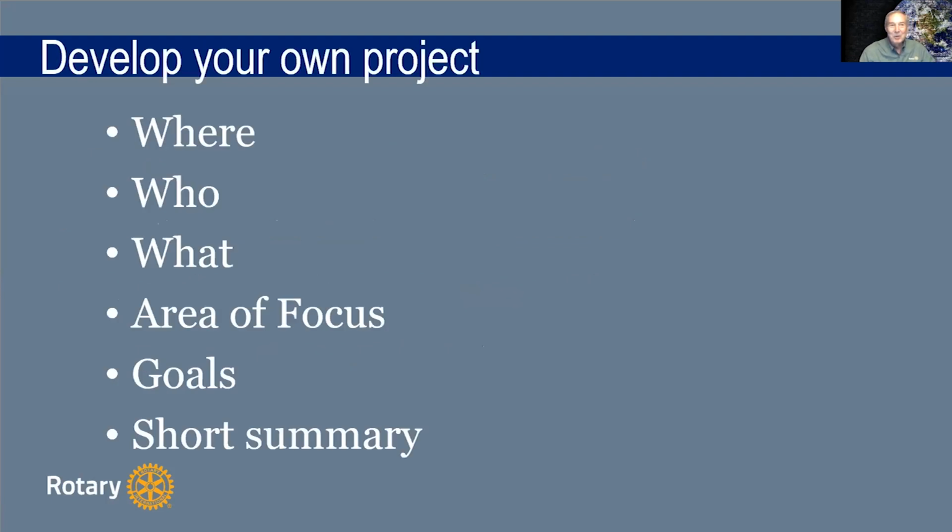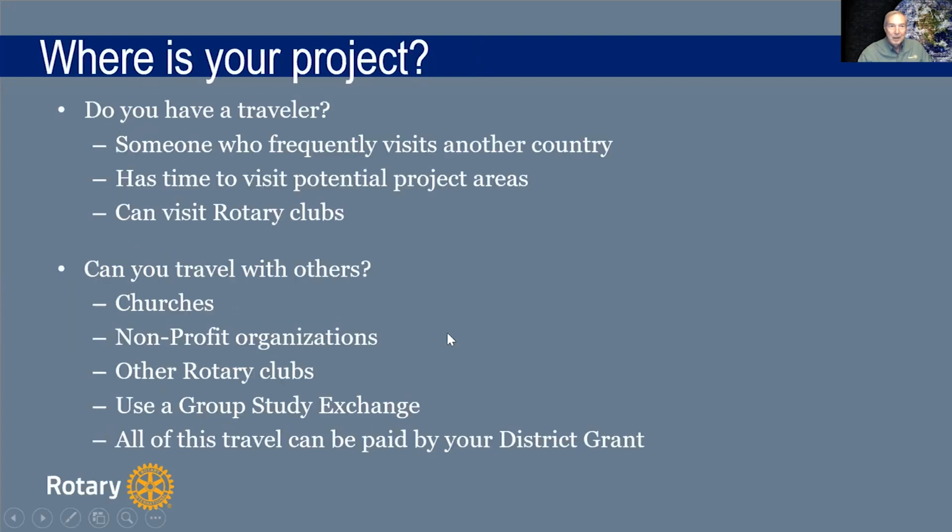Okay, now when you develop your own project, you've got these six questions. This is just to get you the basics of your project. Where's it going to be? Who's involved? What is it that you're going to do? What's the area of focus of what you're going to do? What are the goals? And then a summary. And we're going to run through these things.